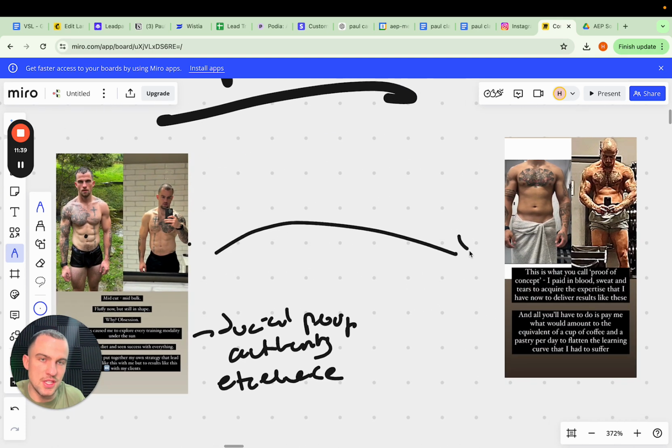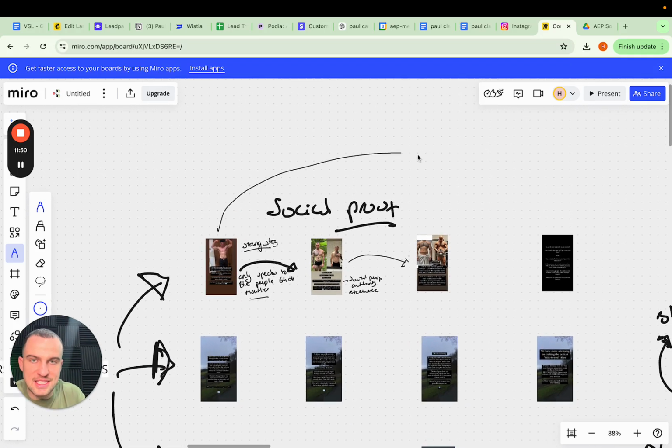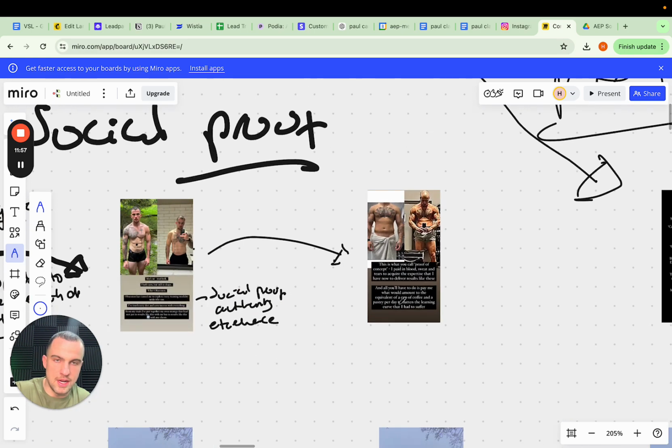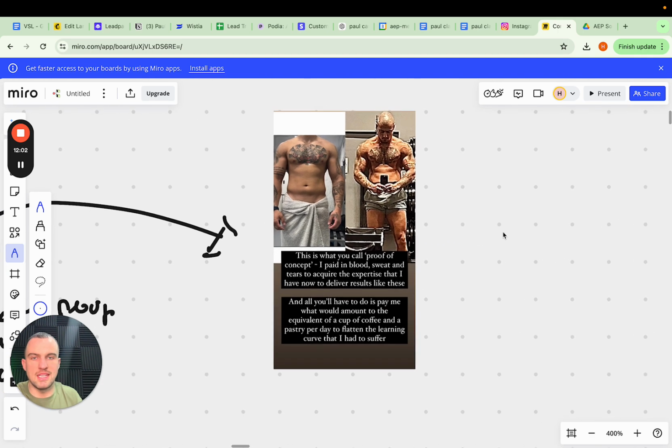And then guess what happens when they come on to the next slide? Insane fucking value. Insanely strong social proof. I'm looking to increase the percentage of people who go from this slide to here, which is where I pitch. Right? This is what you call proof of concept. I paid in blood, sweat and tears to acquire the expertise that I have now to deliver results like these. Shout out Adam Hashem, best client I've ever had. Just left my service because he no longer fucking needs me. He's a G, yeah?